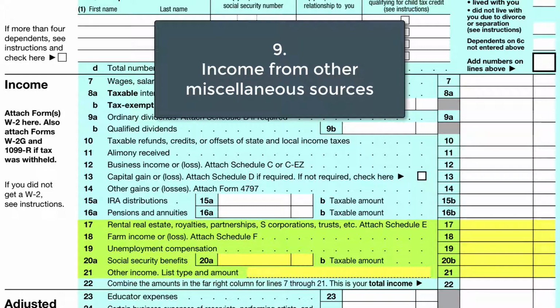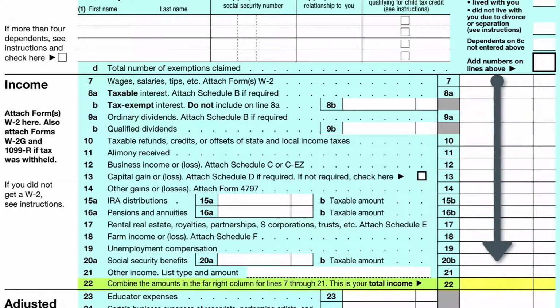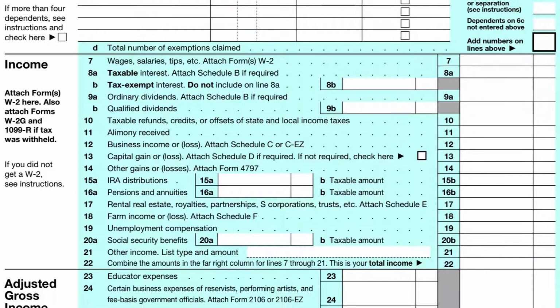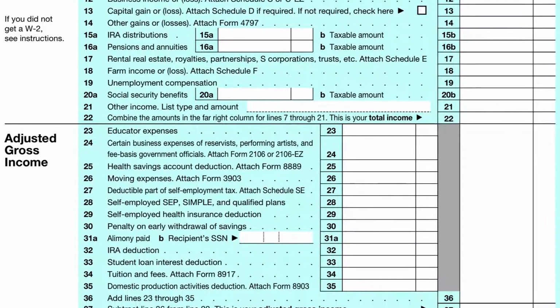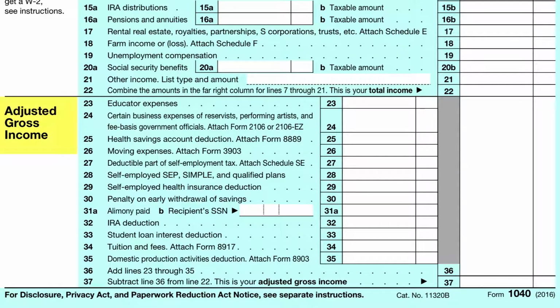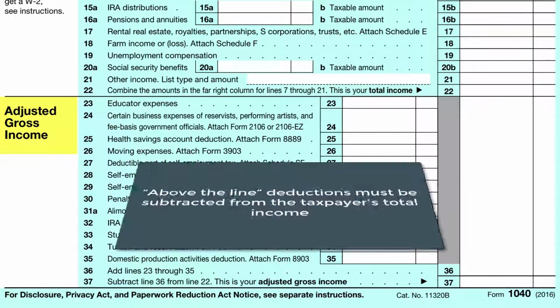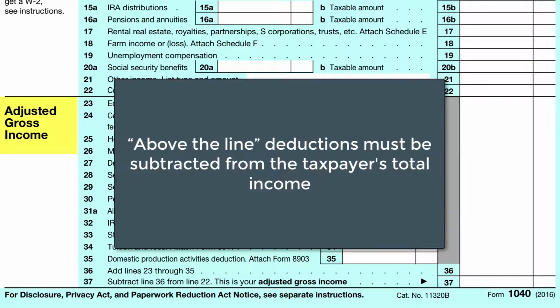Income that is not taxed is specifically exempted in the Internal Revenue Code. Some examples of exempted income include gifts received, inheritances, and many types of life insurance payouts. The addition of all taxable income leads to an initial determination of the taxpayer's total income. The next stage is to convert the taxpayer's total income to his or her adjusted gross income. To do this, the above-the-line deductions must be subtracted from the taxpayer's total income.